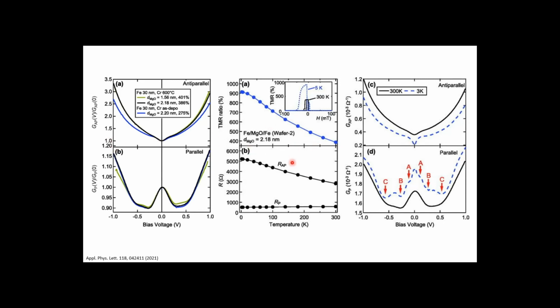And secondly, we can see the temperature dependence of the TMR, also the R values of the sample. So we can see the RAP and RP dependence, and also the structure. And thirdly is the bias voltage dependence of the GAP and the GP at room temperature and also at 3K. The fine structures could be observed only in the GP spectrum, indicated by an arrow and the labels A to C. At 3K, two narrow minima at negative and positive bias voltage also appear.